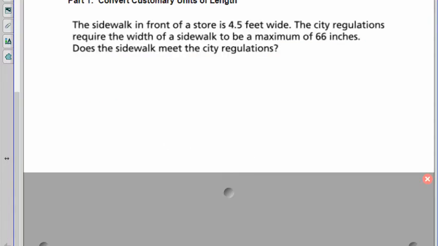Now, you've converted customary units in the past. You did that in earlier grades. And today we're going to learn a new trick, a little trick called dimensional analysis, which sounds hard, but actually makes things way easier. So here we go.